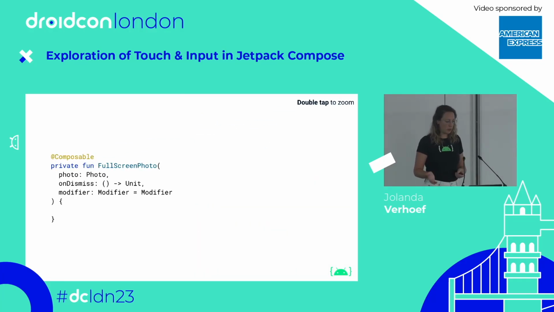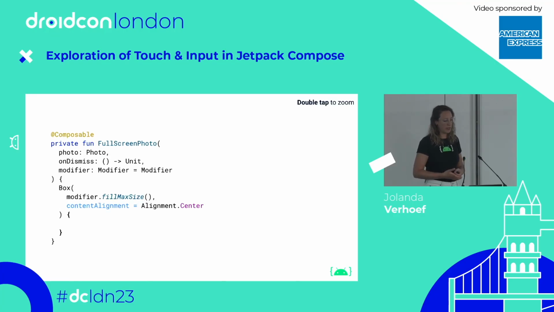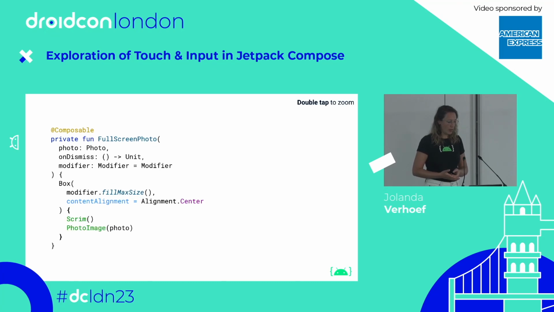For that, we first need to learn more about the full screen photo composable. It gets a photo, it gets the onDismiss lambda that should be called to exit full screen mode, and it gets an optional modifier that's a best practice in Compose. Inside, we define a box that fills the whole parent and centers its contents. In the box, we'll have a scrim and we'll have the image. The scrim will basically be a semi-transparent background that we can click to exit full screen mode. And we'll get to that later. Right now, the photo image composable is the one that we're interested in.